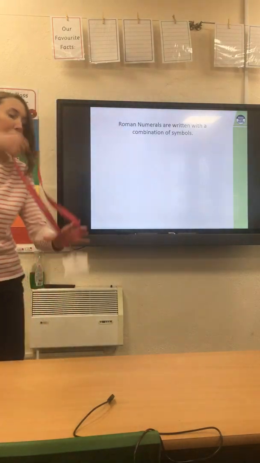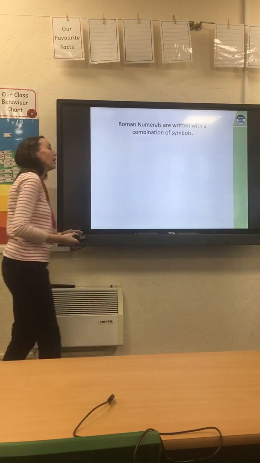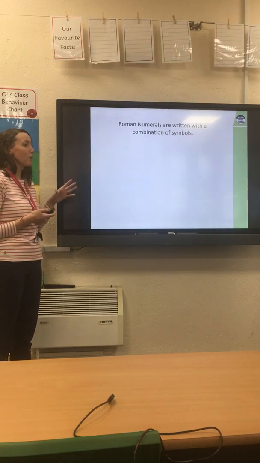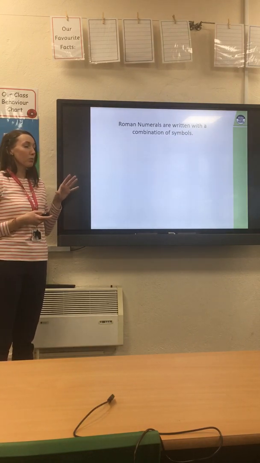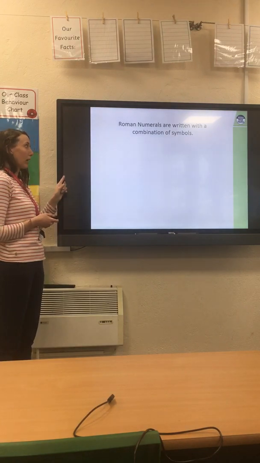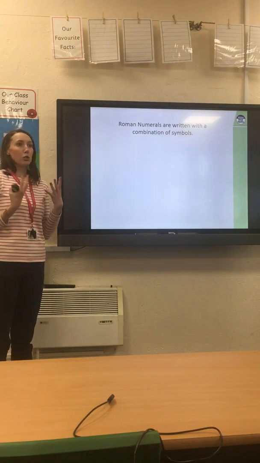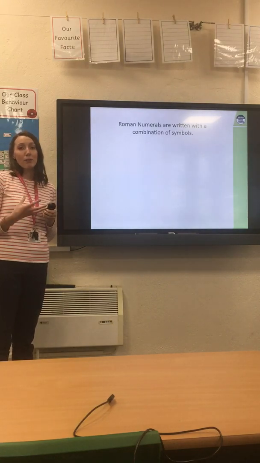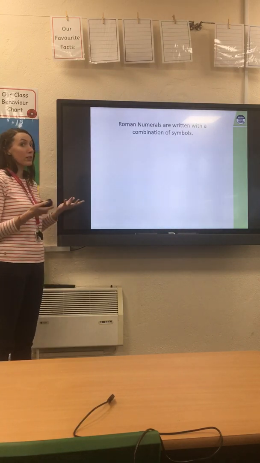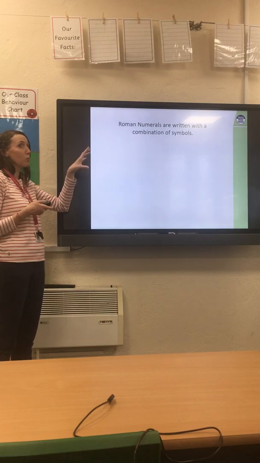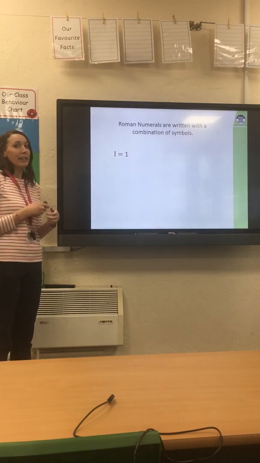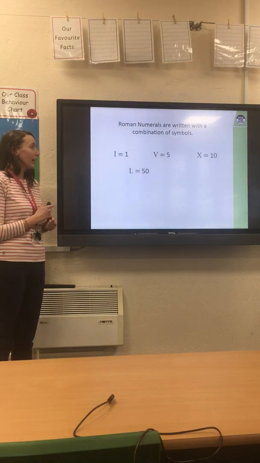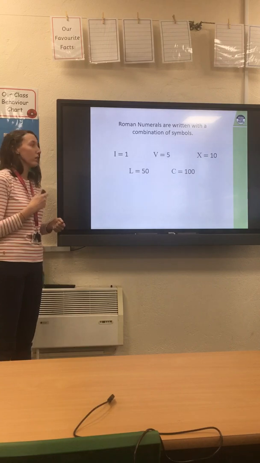Now today we are just having a go at Roman numerals in maths. Now again, we did this at the start of the year and some of it is quite confusing. So I just wanted to really quickly go over some of the key points. So we know that Roman numerals are written with a combination of symbols and they represent numbers. Now some of the simple ones, nice easy ones, and the important ones that we need to remember are I is 1, V is 5, X is 10, L is 50, and C is 100.